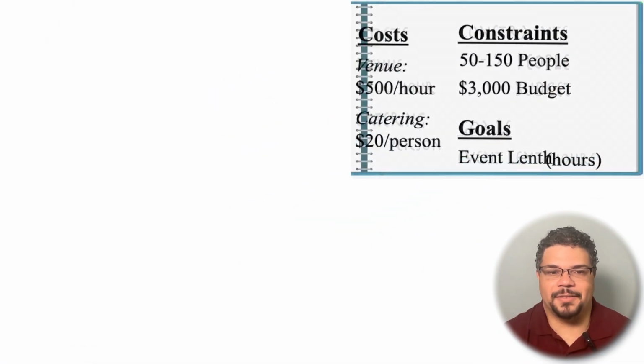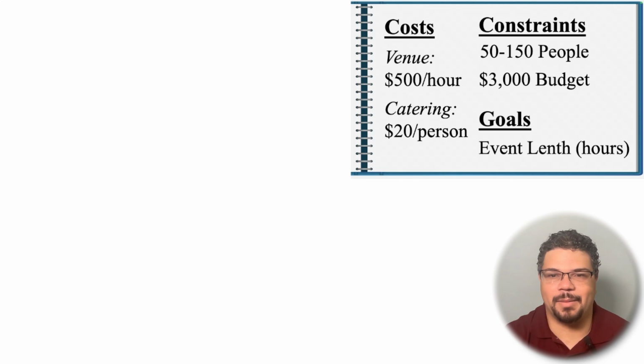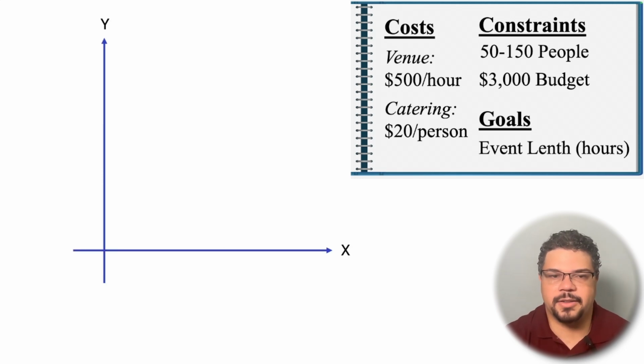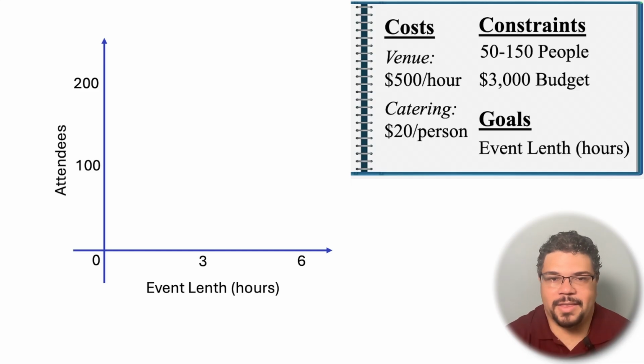Let's gather up all our info. To find the geometry in the problem, we need some axes to graph the constraints on. But we don't want an X and Y axes. We want one axis for attendees and one for the length of the event. Representing problems with abstract axes that represent the state of the problem is known as a state space. Every point in the state space corresponds to some combination of event length and number of attendees.